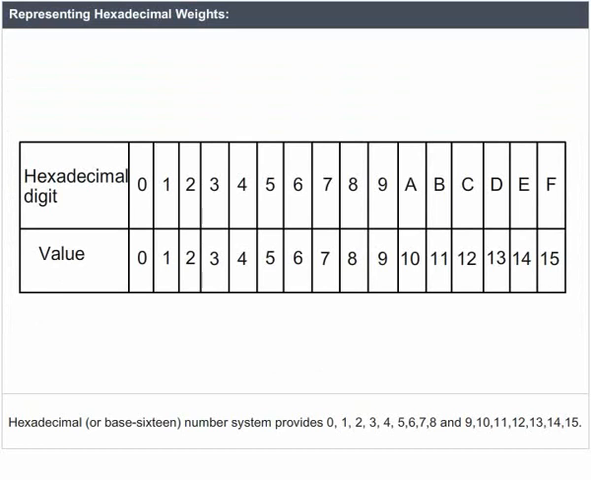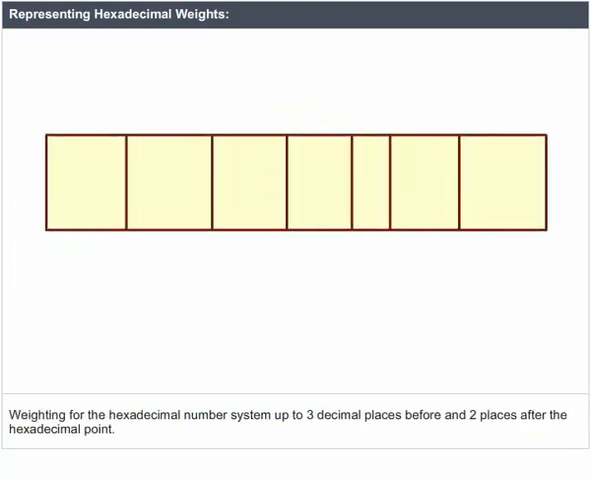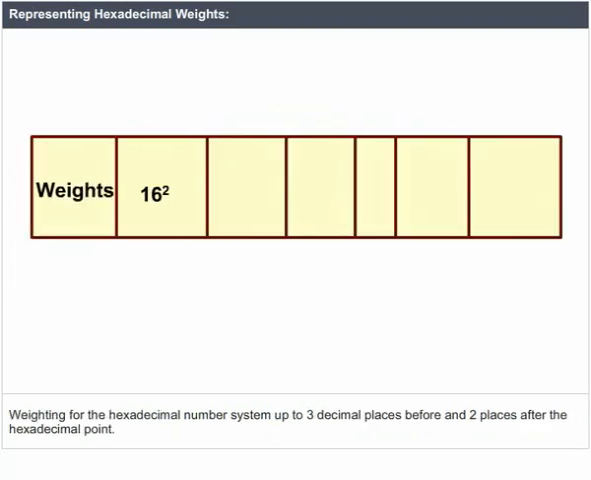Representing hexadecimal weights. Hexadecimal or base 16 number system provides 0, 1, 2, 3, 4, 5, 6, 7, 8 and 9, 10, 11, 12, 13, 14, 15. Weighting for the hexadecimal number system up to 3 places before and 2 places after the hexadecimal point.